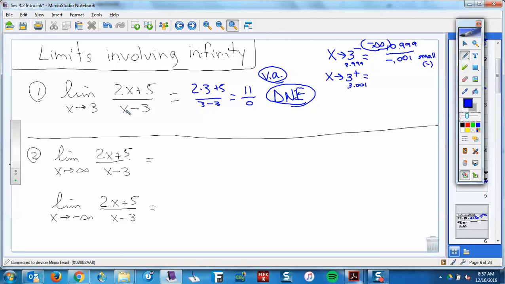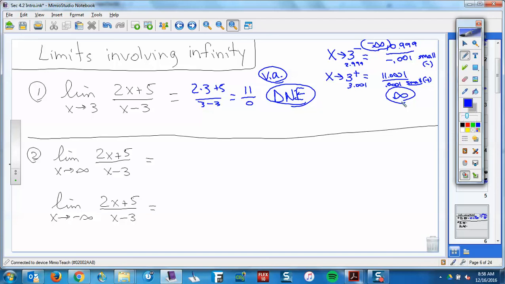So if I put 3.001 in here, what's 2 times 3.001? It's like 6.001, right? And then plus 5, it's going to be like 11.001. A lot of times I only just write 11 up there. I don't even care if it's 11.01 or 10.999. It doesn't matter. What matters is the bottom. 3.001 minus 3 is what? 0.001, or what I often do is I just say, hey, that's a really small positive. So you take 11 divided by 1/1,000,000, that's like 11 million, right? So you take 11 divided by a really small positive, you get a really big positive. It goes to infinity. So that's the work I would want you to show right there.